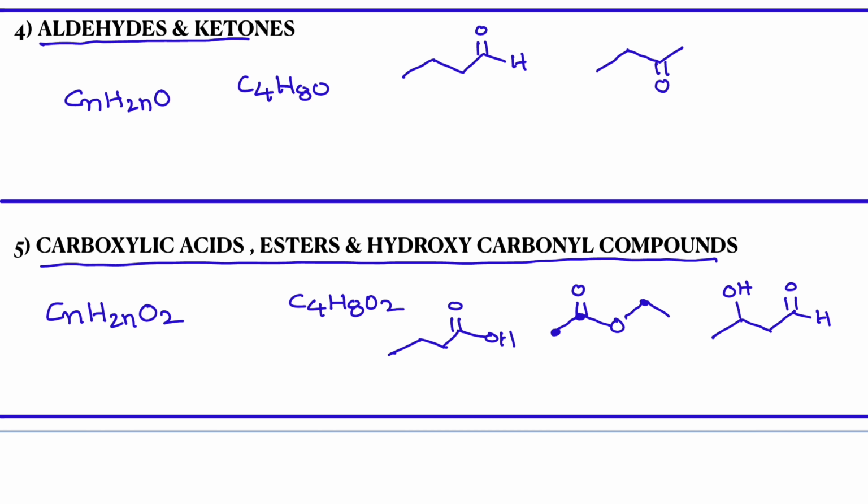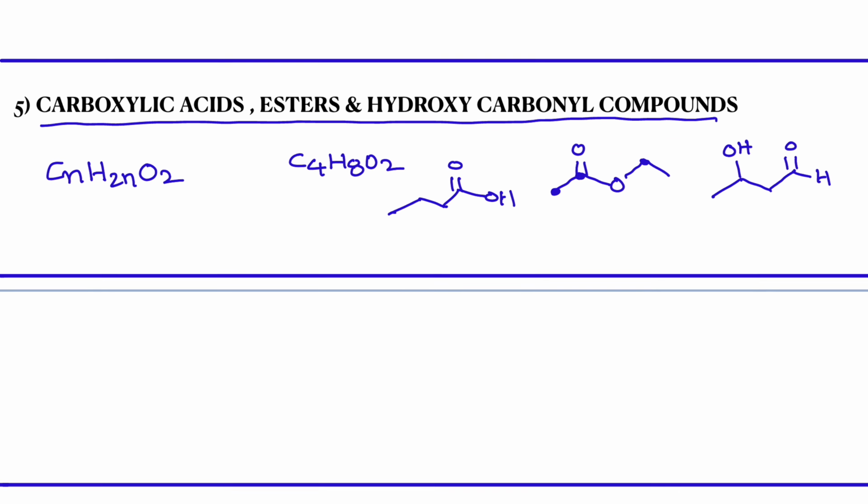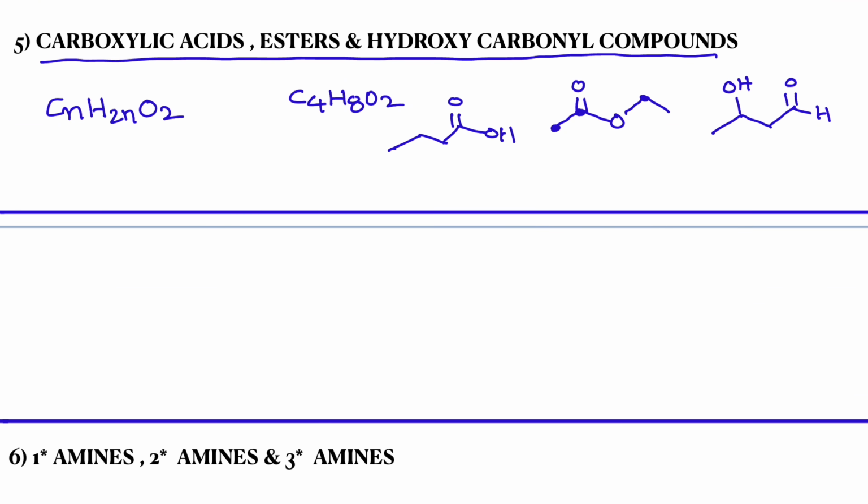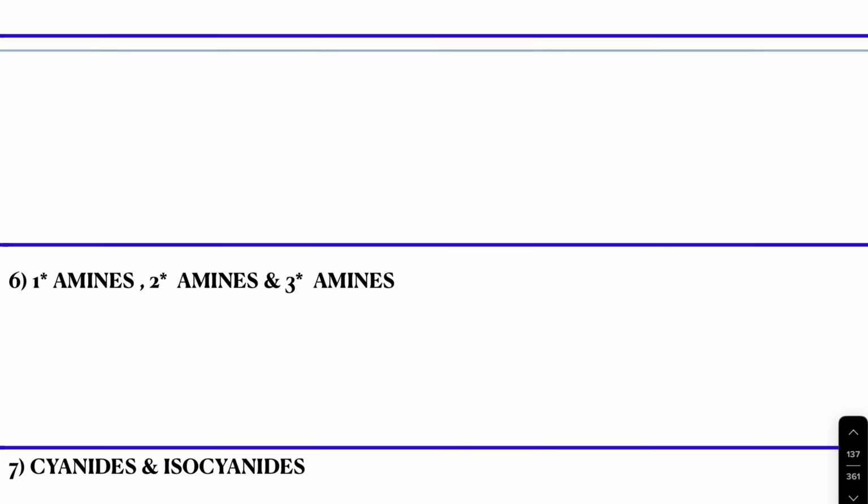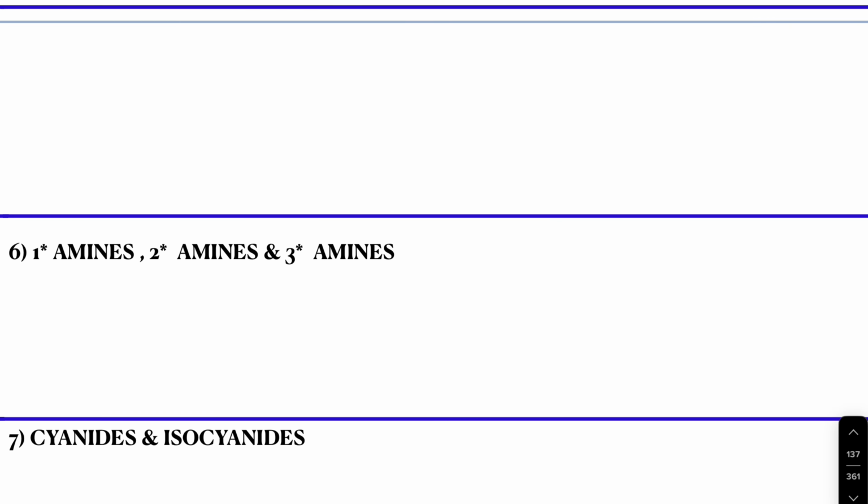Once the degree of unsaturation is the same, 100% they will have the same number of hydrogens. So carboxylic acids and esters, hydroxycarbonyl compounds, these are functional group isomers. And the next one, primary amines, secondary amines and tertiary amines, always they are said to be functional group isomers.